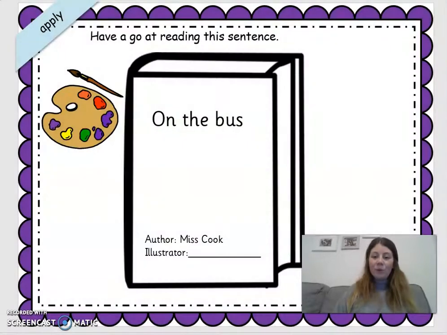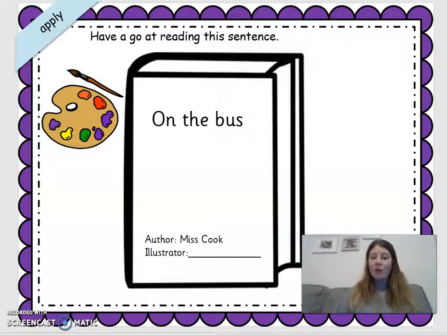Now, we're going to start with my book, and what we're going to be doing today is we're not going to be doing the writing, we're going to be reading the sentences, and we're going to be the illustrator. Now, the illustrator is somebody who paints, draws, or creates pictures in books. Now, this book here is written by an author called Miss Cook. Do you know who Miss Cook is? That's me. And it's a very short story that I have written, and the illustrator today is going to be you and I. So later on, after we've done this activity, you're going to have another go at this about a different story that I've written.